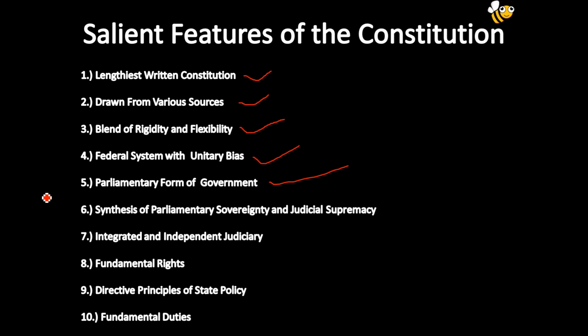Okay. Now the next point is the synthesis of parliamentary sovereignty and judicial supremacy. What is the meaning of this? It means that the framers of the constitution have preferred a synthesis of parliamentary sovereignty and judicial supremacy in such a manner that if Parliament can amend any part of the constitution, then the judiciary of our country can make any law unconstitutional through its power of judicial review.